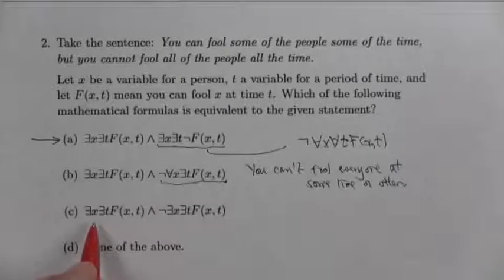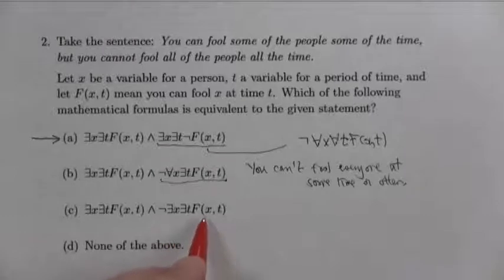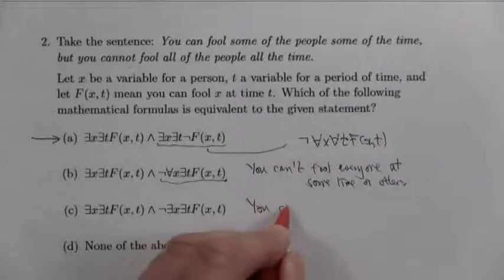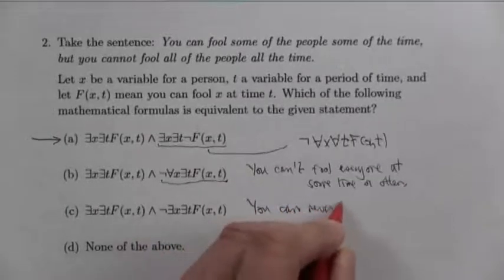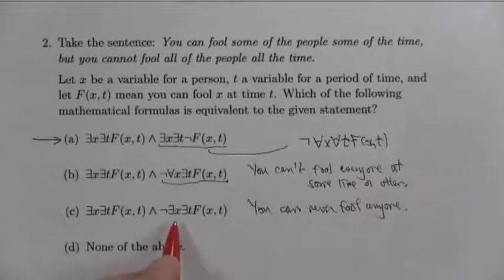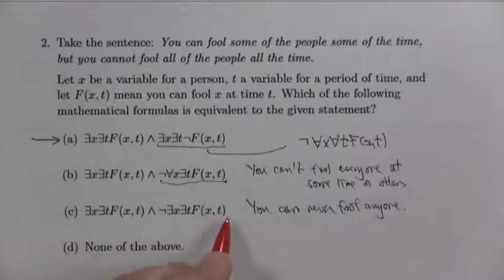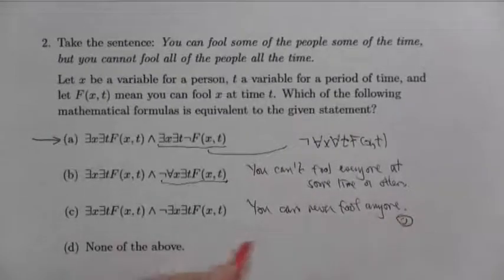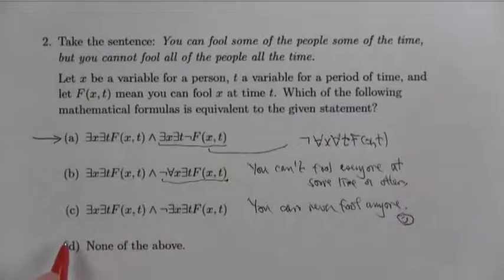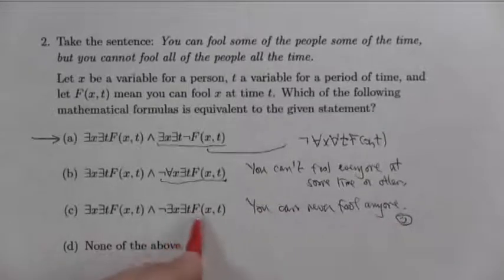Okay, let's see again in the case of this one, what does this one say? It's not the case that there is an x and there is a t such that you can fool them. This one I think is easy to say in English. It basically says you can never fool anyone. It's not that you cannot find a single person and a single time such that you can fool that person at that time. You can never fool anyone. So this one I'm very happy with. That one really captures it. And the smiley doesn't indicate that I think that's true. It indicates that I think that's a really clean interpretation of what that one means.